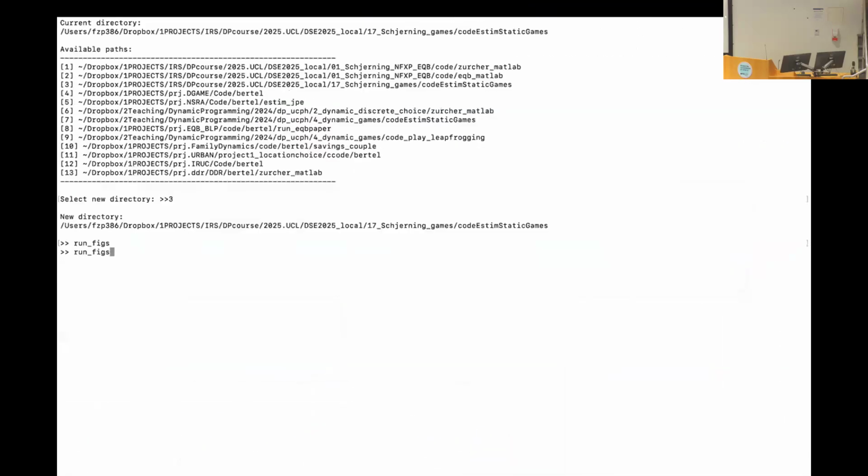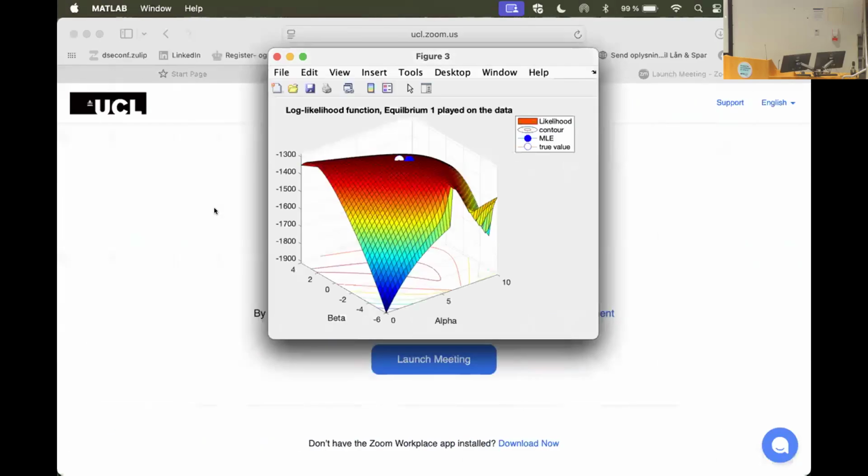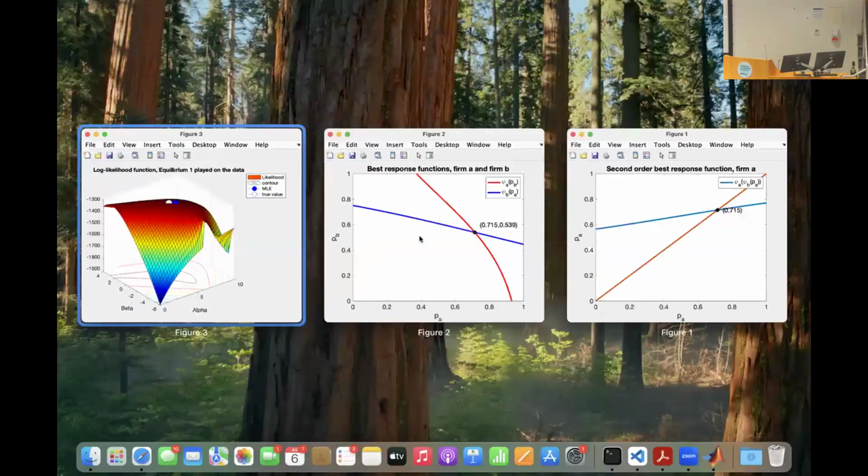So let's run it again. And now you have a unique equilibrium. Of course, you can move these parameters just slightly, and what you see is that these best response functions are moving around, and for a small change in alpha and beta, suddenly it's just going to disappear.